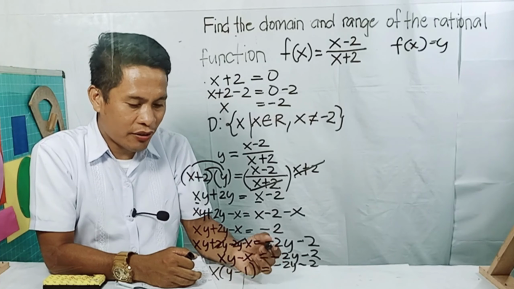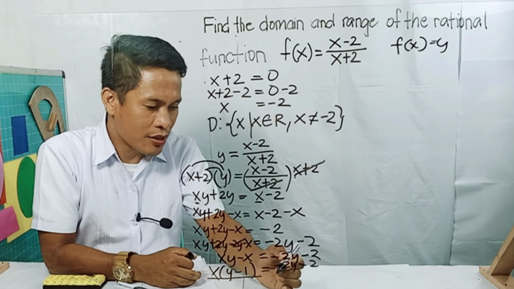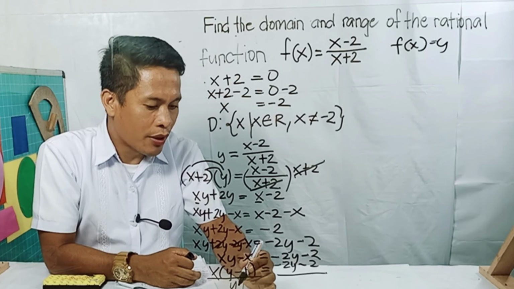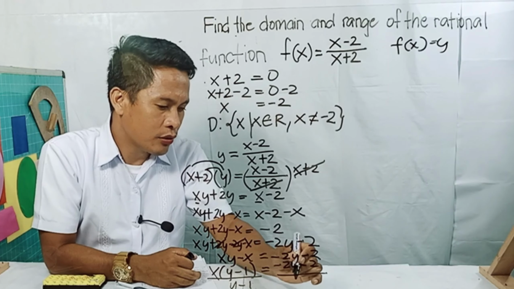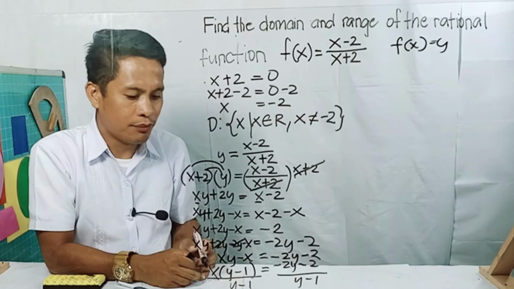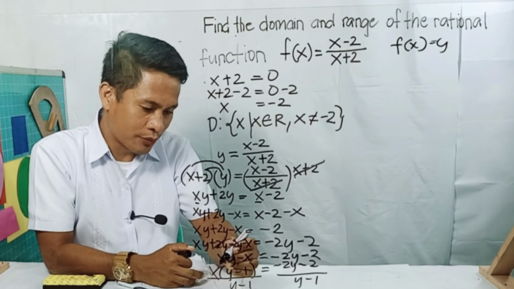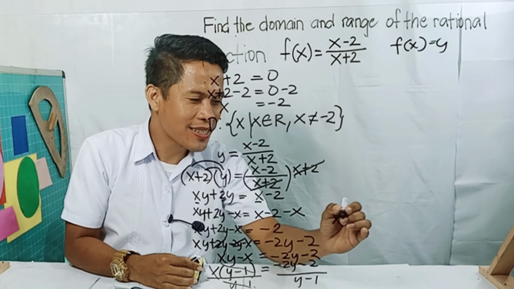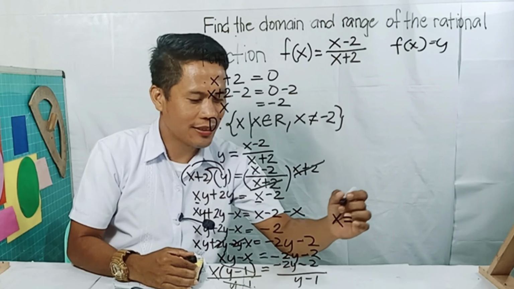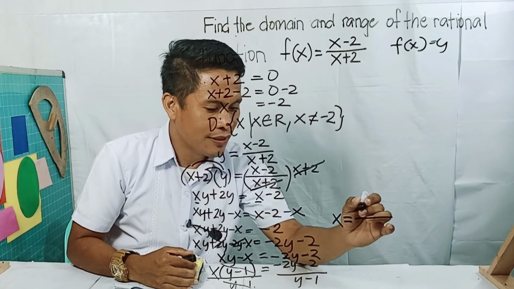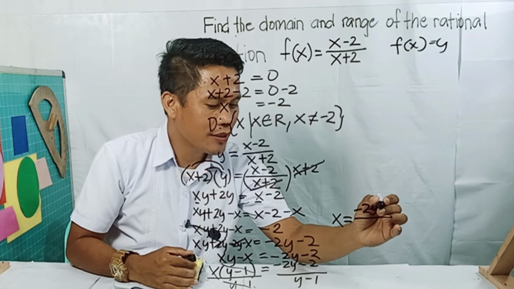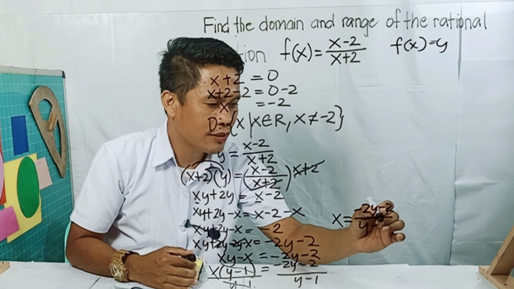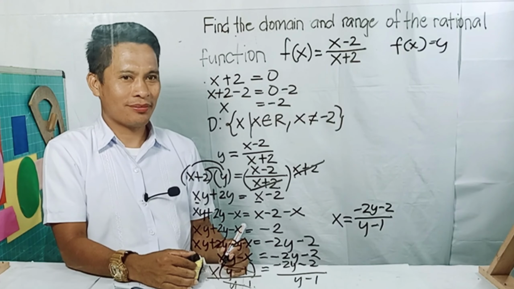Apply division property of equality. Divide both sides by y minus 1. Cancel out the common factor, and x equals negative 2y minus 2 over y minus 1.